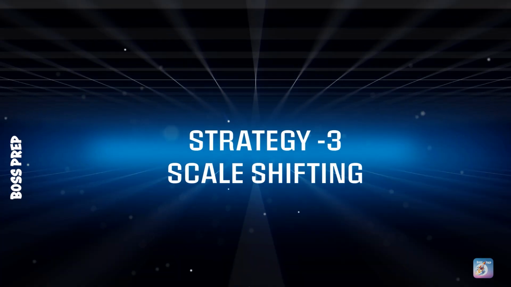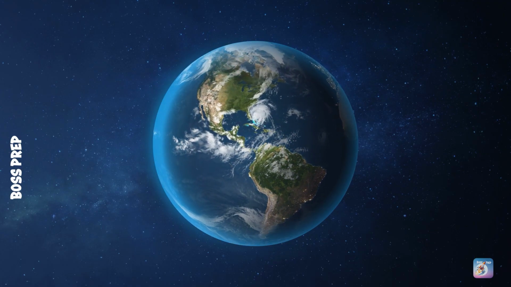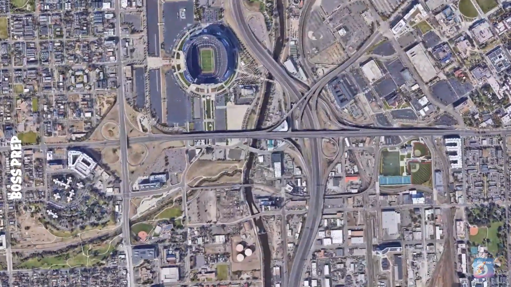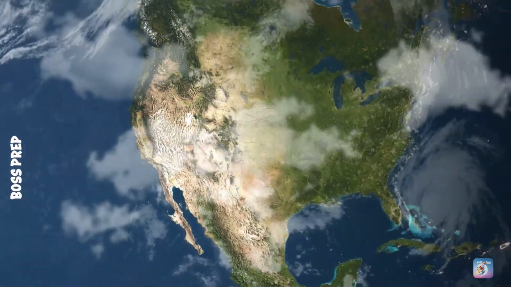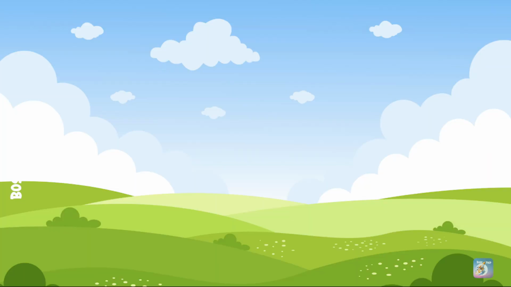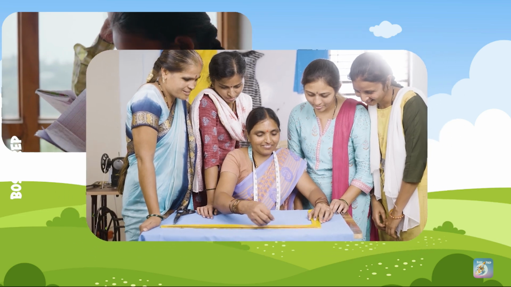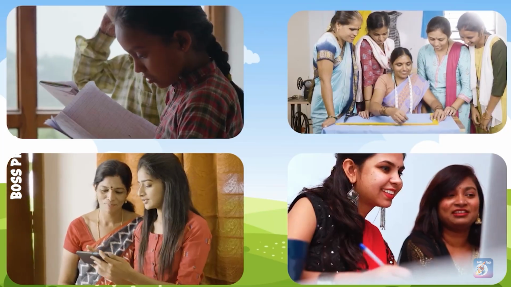Third strategy. Practice scale shifting in your responses. Train yourself to move from individual implications to societal consequences to global contexts within the same answer. This addresses the multi-level analysis requirement. For example, higher girl-child education leads to women empowerment, that leads to higher female participation in workforce and economy.